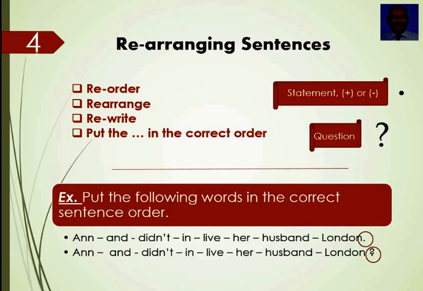Okay, so the meaning here is different, and the answer or the answers should be different.